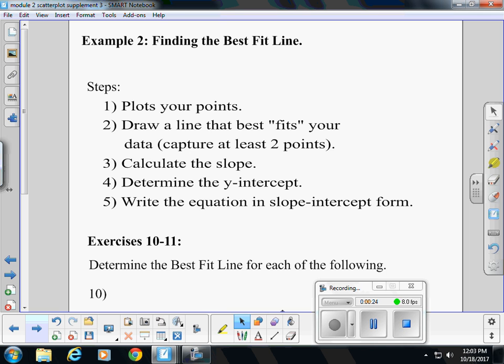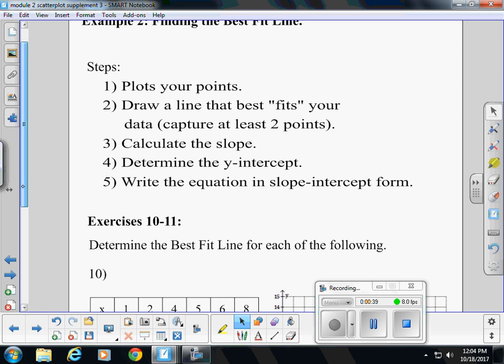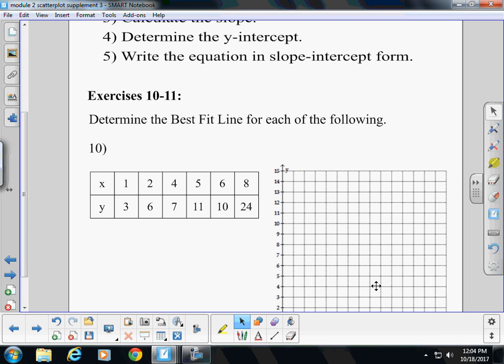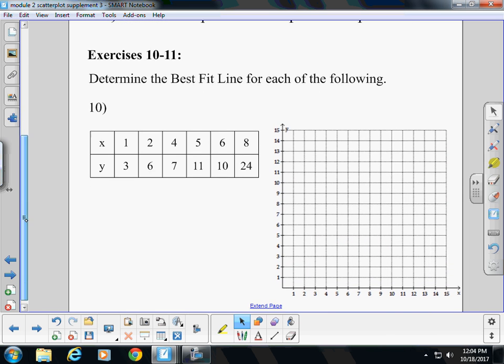Okay, these are the steps that we're going to be using. We're going to plot the points, draw the line of best fit for our data. We're going to calculate the slope, determine the y-intercept, and then write the equation in slope-intercept form. Okay, so the first step that we need to do is plot the points.